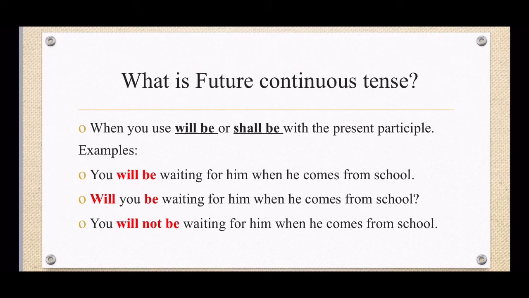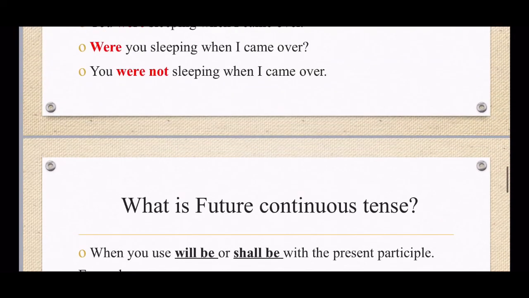Once again, you can see they used will be in these sentences, and they're using questions or statements. You can see how they place it in the sentence to ask a question or make a statement. So the future continuous tense and the past continuous tense both use different words with a present participle, right?